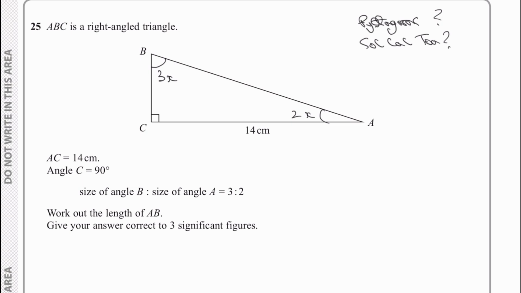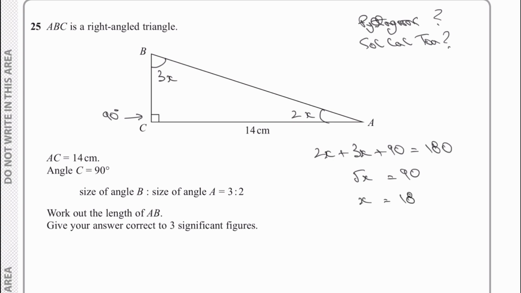Okay, so therefore I can work this out now, because I know that the angles in a triangle add up to 180 degrees. I also know that this is a 90-degree angle because it's a right angle triangle, and it tells us that in the text. So what I can say is 2x plus 3x plus 90 is going to equal 180 degrees, which is going to give us 5x equals 90 degrees, therefore x must equal 18.